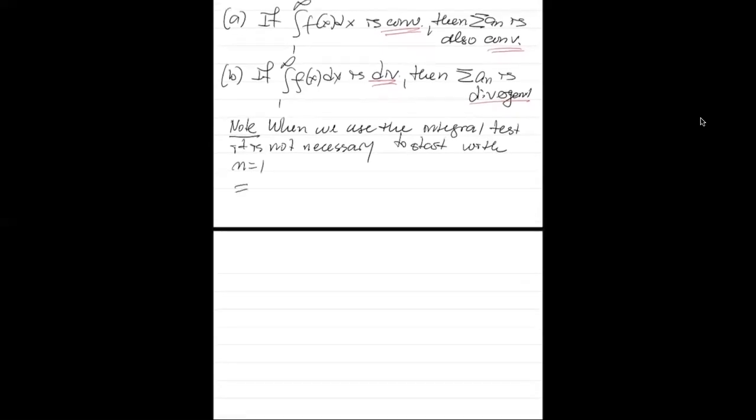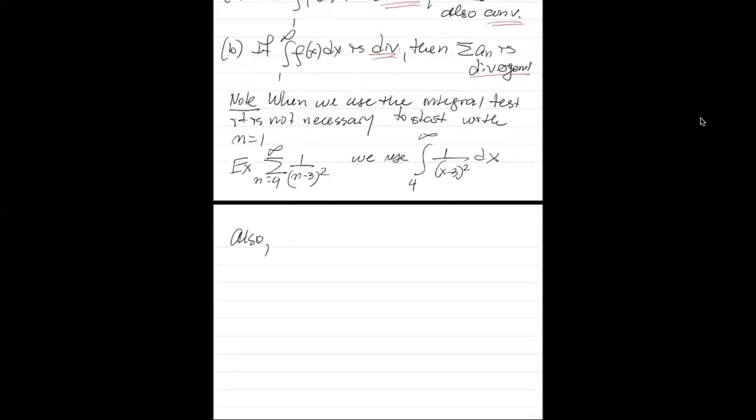Example, if I have this series 1 over (n minus 3) squared, and n is from 4 to infinity, for this series that doesn't start with 1, we use an integral that doesn't start with 1. That's okay, as long as the lower bound is some constant finite number.